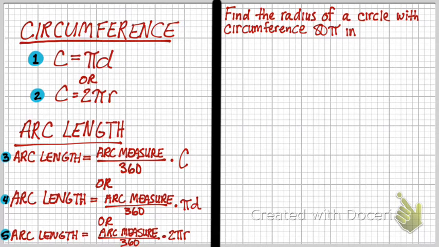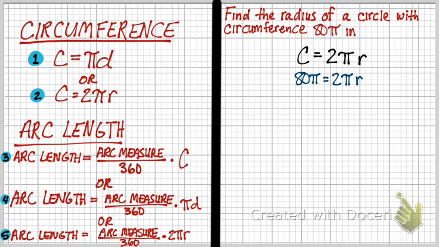The first example that we're going to do is we're going to find the radius of a circle with a circumference of 80 pi inches. So to start with, I need to find the right formula to use, and since they want me to find the radius and they gave me the circumference, I'm going to use formula number 2. So circumference equals 2 times pi times radius. My circumference is 80 pi, so I substitute 80 pi inches in for circumference, and then I have 2, I have pi, and my variable in this problem is the radius. So now I need to solve this equation for r.